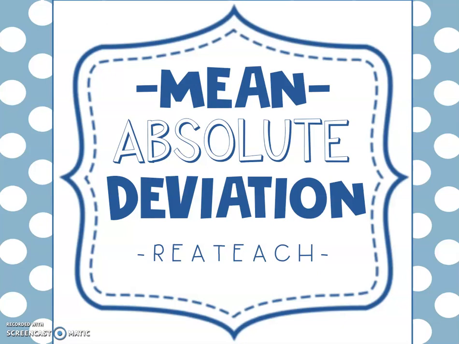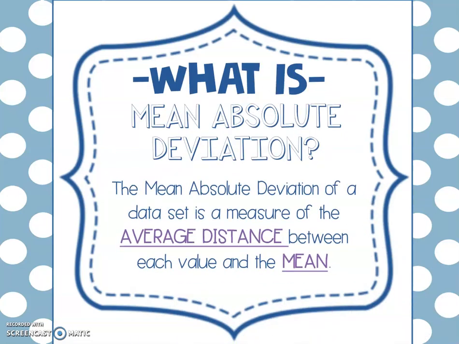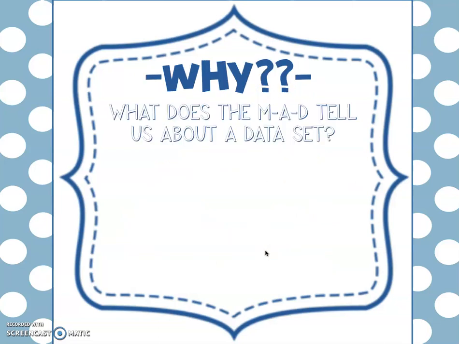All right, guys, let's talk about mean absolute deviation. Mean absolute deviation, which we talked about in class today, is the measure of the average distance between each value and the mean. So we're talking about, on average, how far apart each data point is from that measure of center, the average.